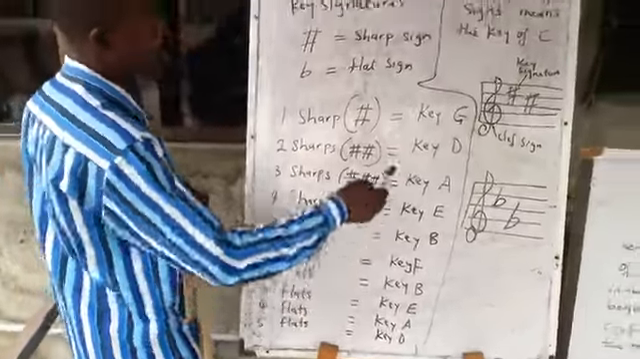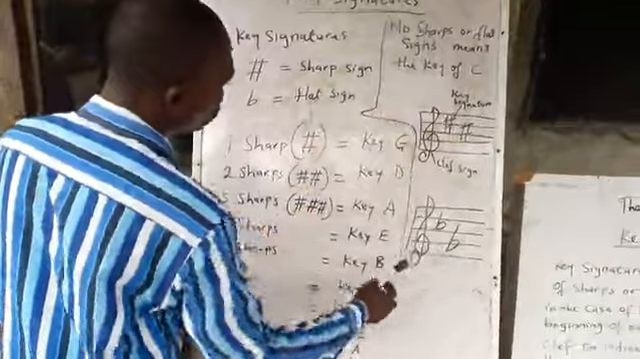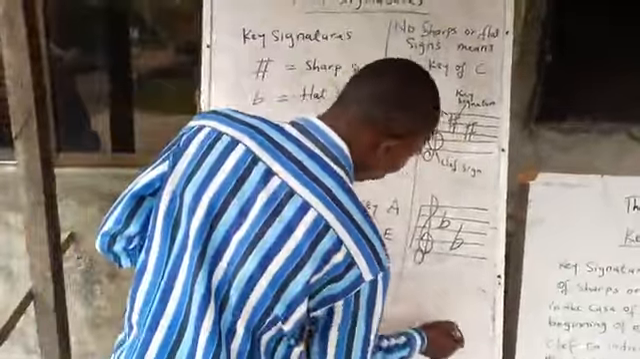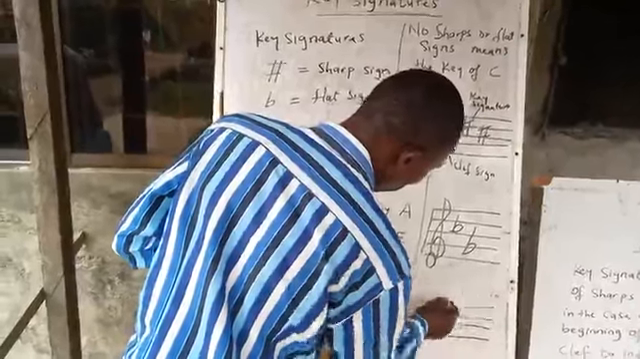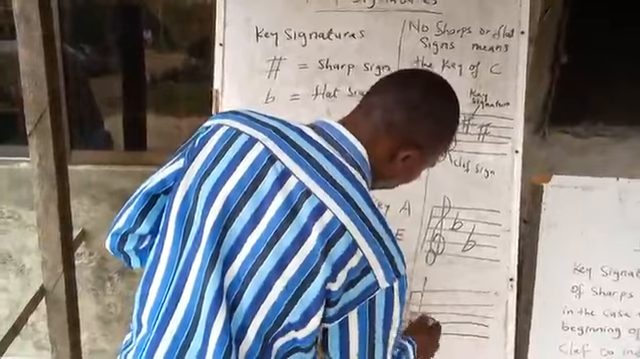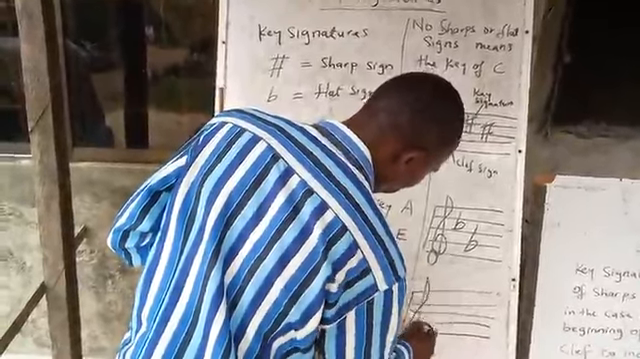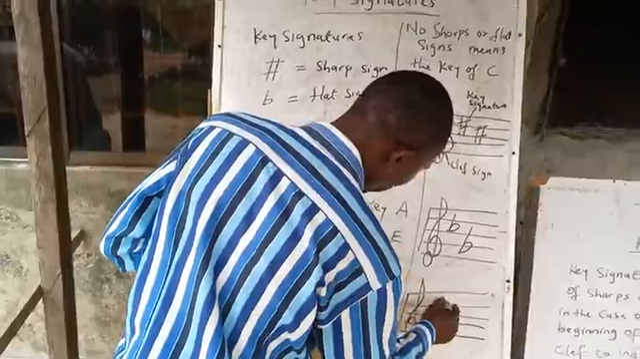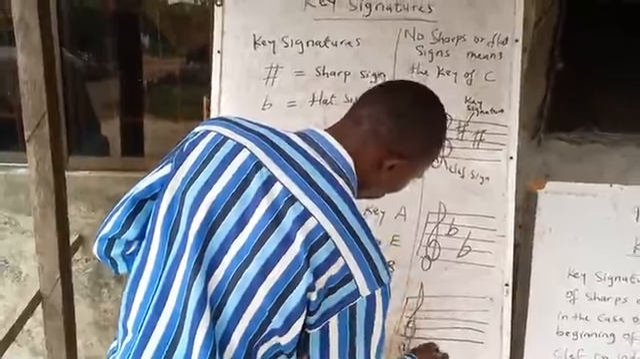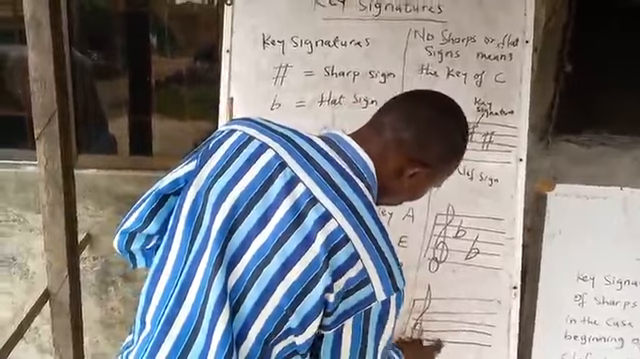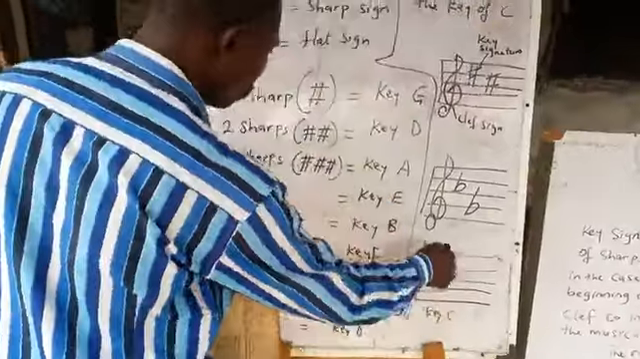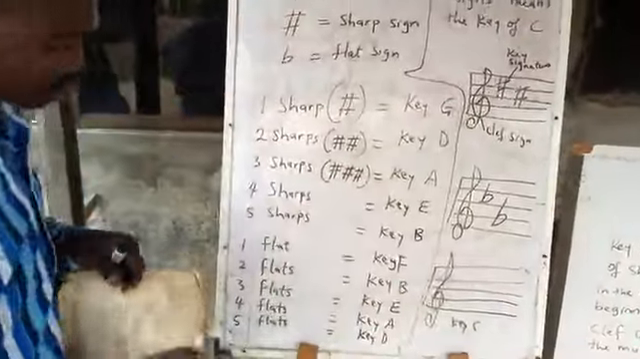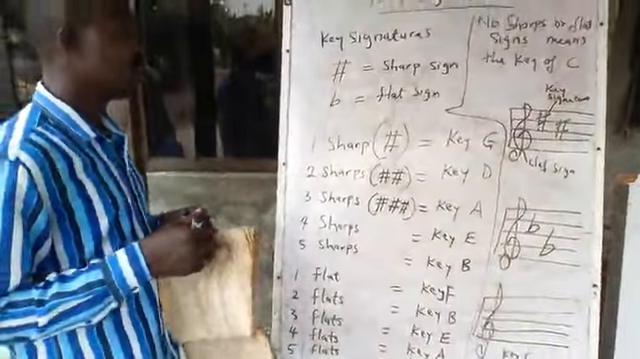No flat sign is called the key C. So if you have an empty staff, 1, 2, 3, 4, 5, this way, without any sign here, this is called key C. You see, there's nothing, no flat or sharp sign. It's called the key of C.